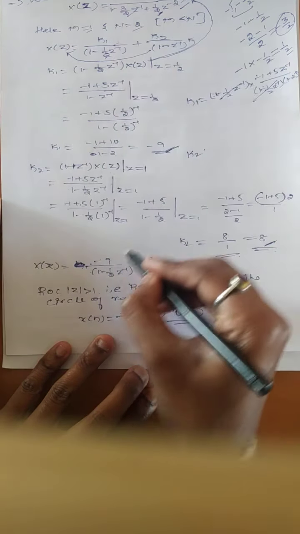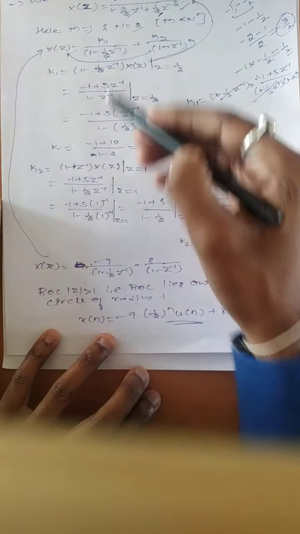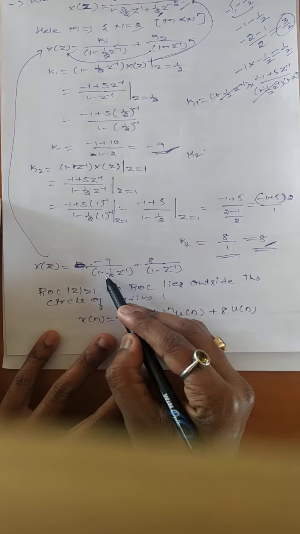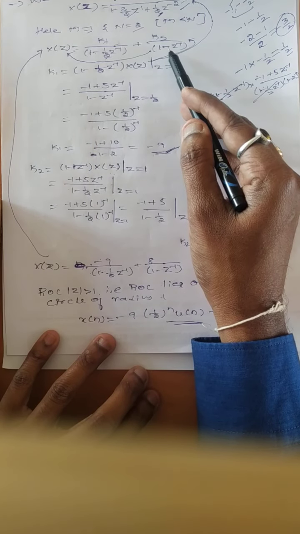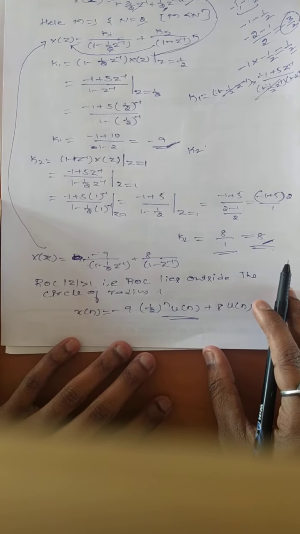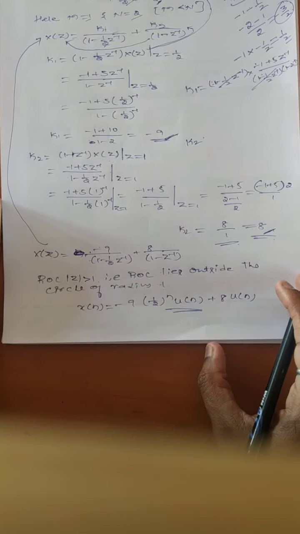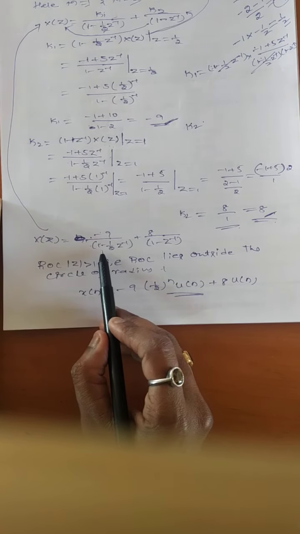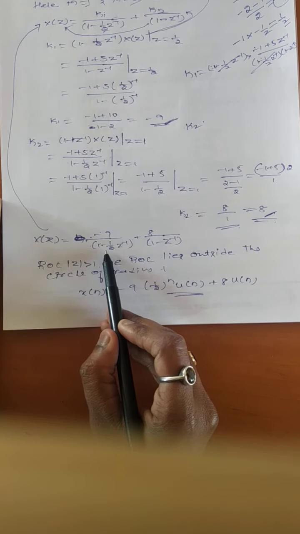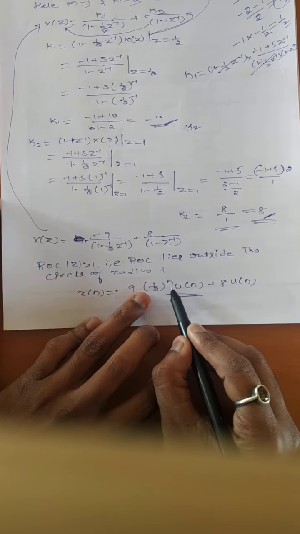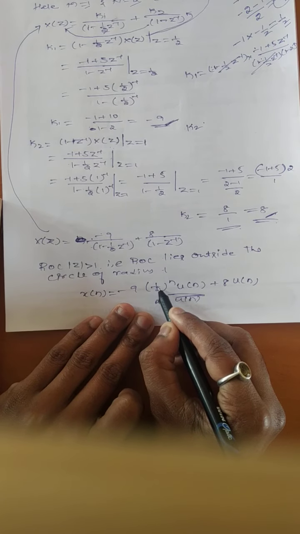We substitute values in this equation. K1 value is minus 9 and k2 value is 8, divided by the same values which are there in the denominator, that is 1 minus 1 by 2 z inverse and 1 minus z inverse. Now the ROC is lying outside the unit circle with a radius of 1. So minus 9 is in the form of 1 divided by 1 minus alpha. This is a right sided sequence. So if it is a right sided sequence, you can write it as alpha to the power of n into u of n. So alpha value is 1 by 2.